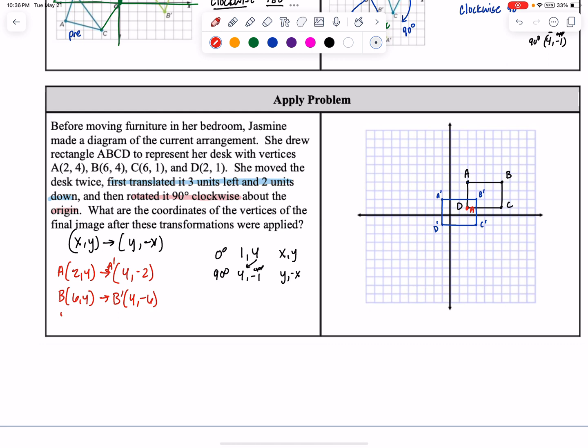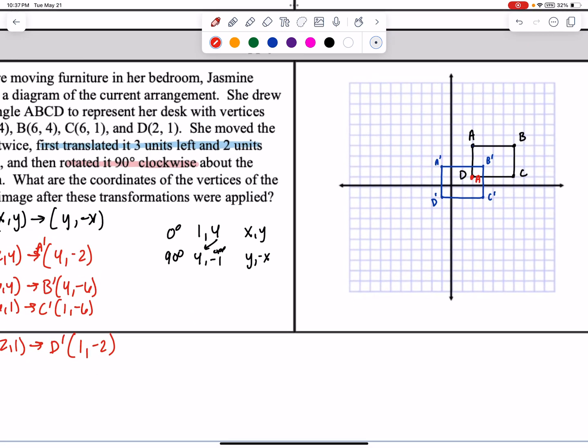And then point C was 6, 1. So C prime, we just move the 1 into the x spot and take the opposite of x, negative 6. And the last one, D, was 2, 1. So D prime has to be, let's see, we move the 1 over and we make the 2 negative. So I sort of like that. And now all I have to do is just plot those points. And I'm really confident in that.